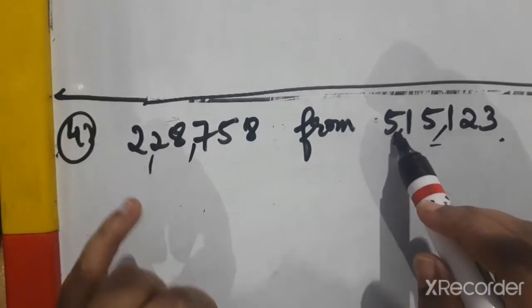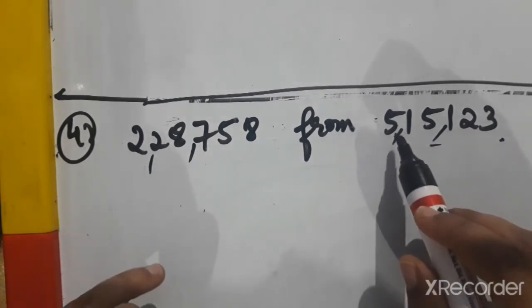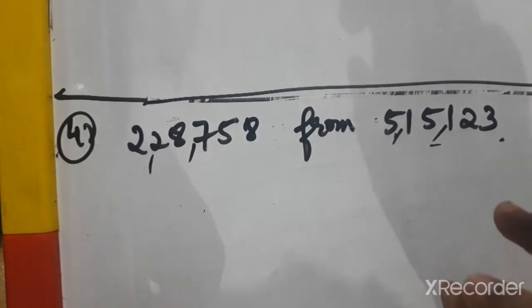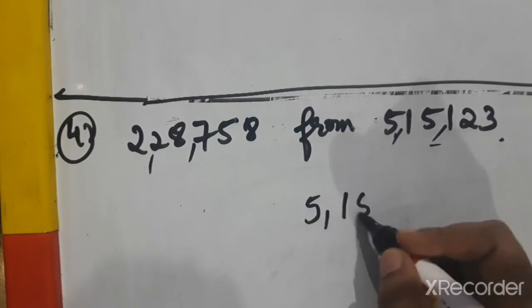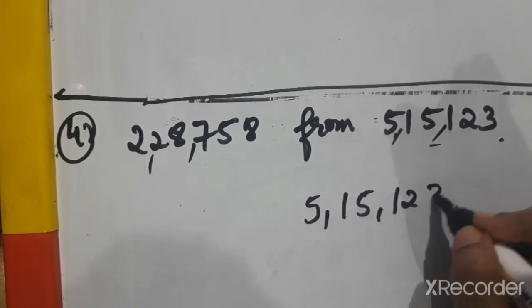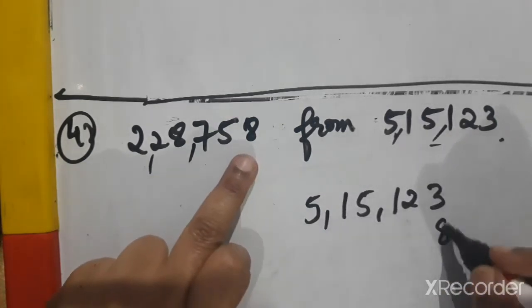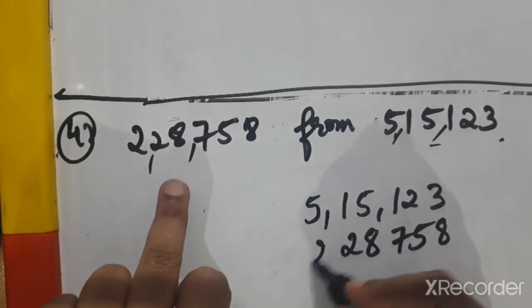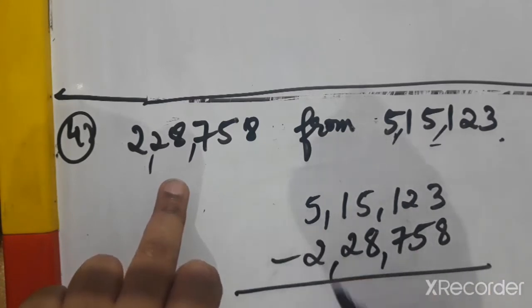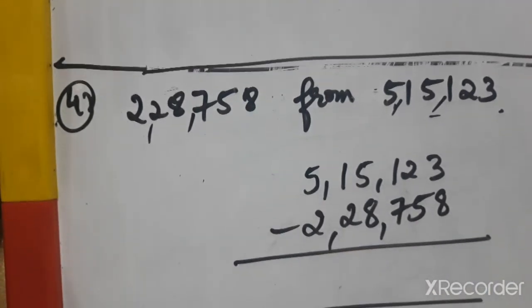So 2 and 5, which is greater? 5 is the greater number, and both are in the lakhs place. So 5 lakh, the greater number, should be on the first line, and the subtraction number below: 2,28,758. Okay, now subtract the values.